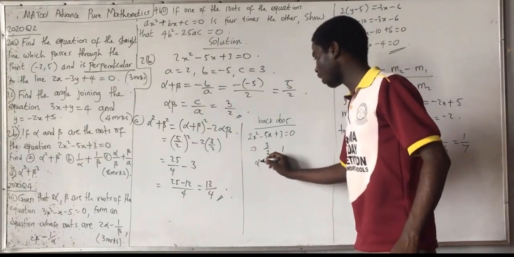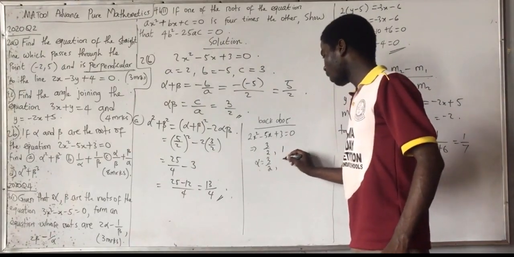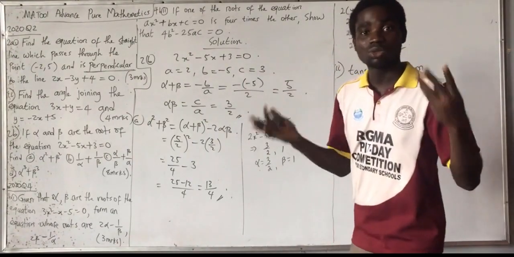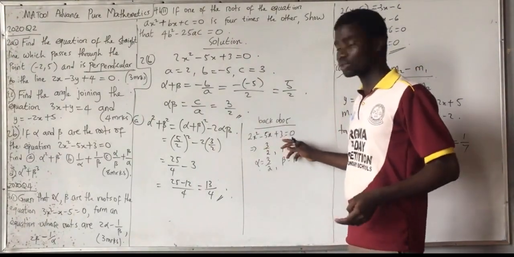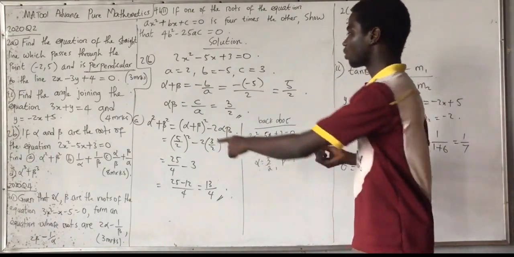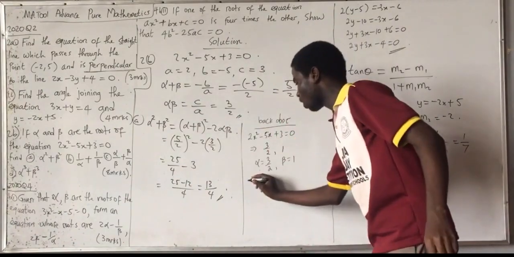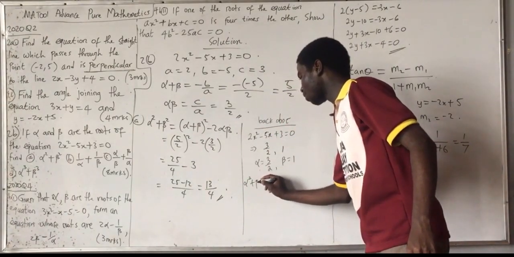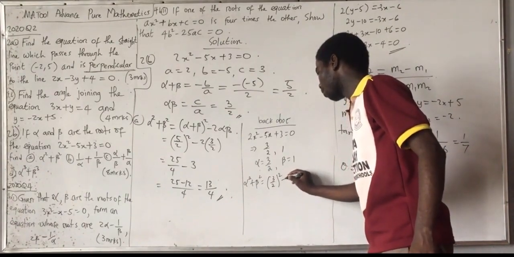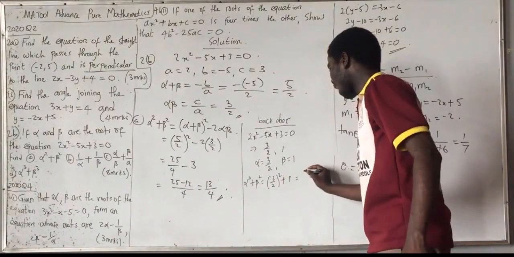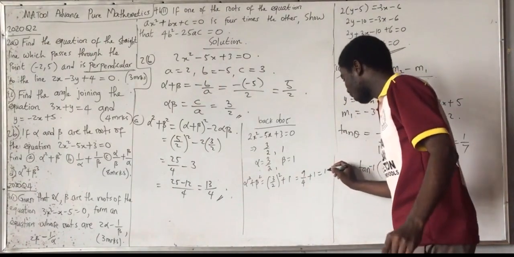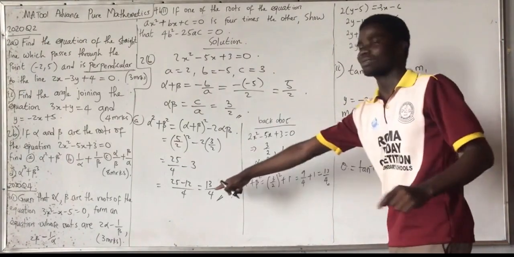Call this first one alpha. Let alpha be 3 over 2 and let beta be 1. They say if alpha and beta are the roots of the equation, roots of the equation means the solutions of this equation. So alpha is 3 over 2, beta is 1. Call it like that. So you will now do alpha square plus beta square. So alpha square plus beta square will now be, what is alpha? 3 over 2 square plus 1. This is 9 over 4 plus 1. If you do 9 over 4 plus 1, you will get 13 over 4. Which is the answer here.